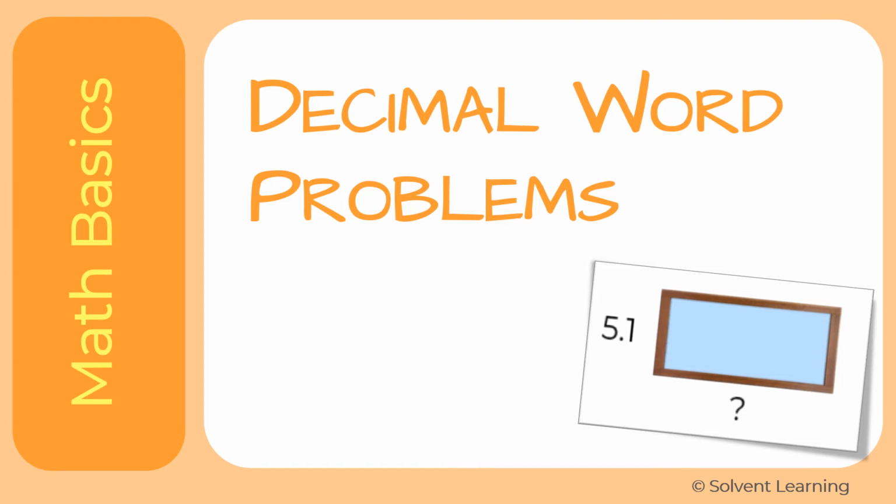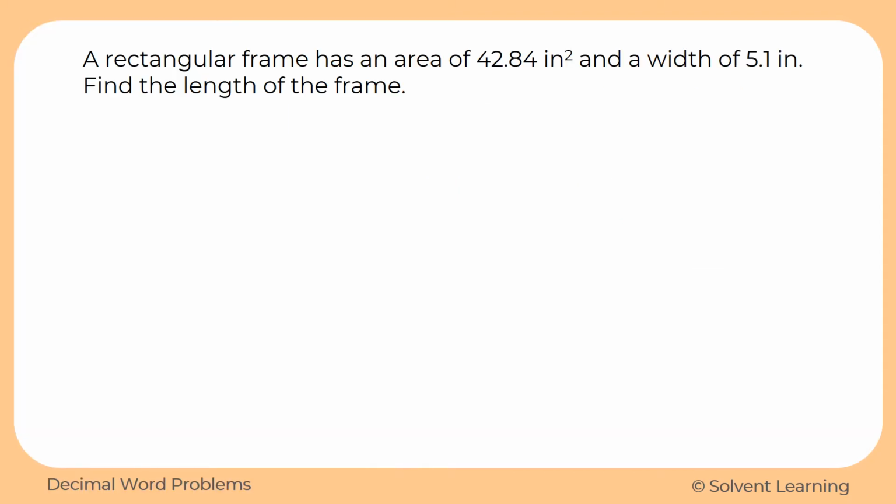Now we're going to look at an example of a word problem that has decimals. A rectangular frame has an area of 42.84 square inches and a width of 5.1 inches. Find the length of the frame. Okay, so let's set up a little picture to help us see what this looks like.